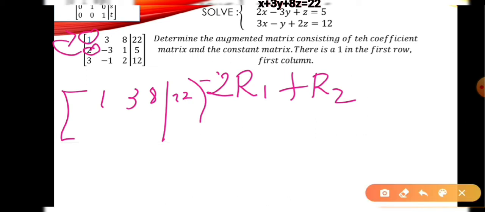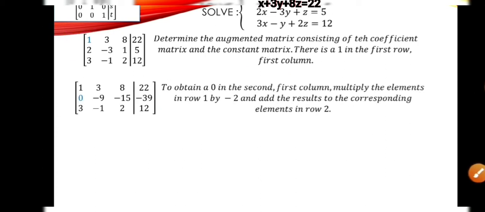Okay, so negative 2, 0. Next is negative 2 times 3 is negative 6 plus negative 3 is negative 9. Negative 2 times 8 is negative 16 plus 1 is negative 15. Negative 22 times 2 is negative 44 plus 5 is negative 39. Okay, this one. Just copy the third row.